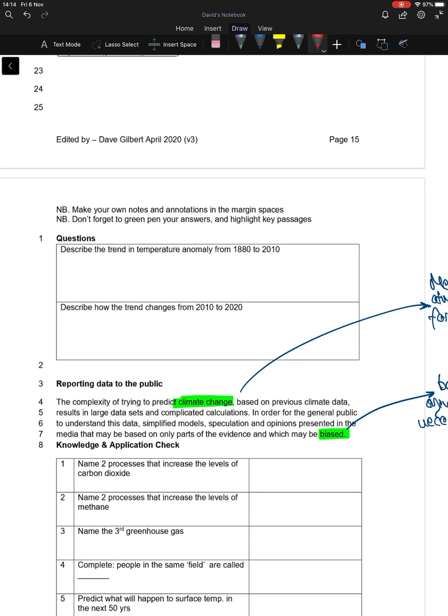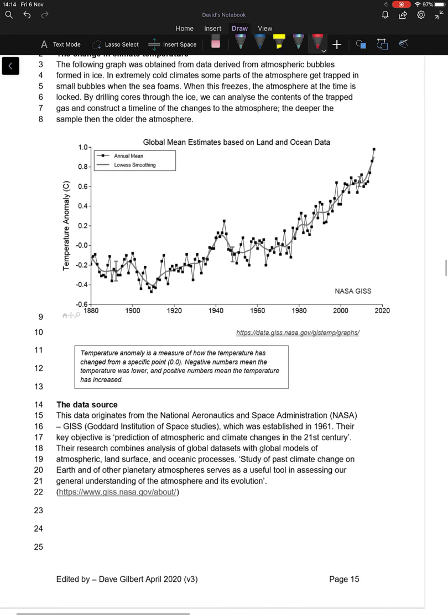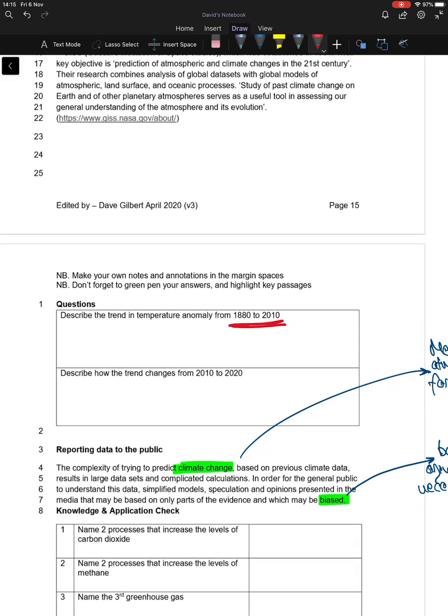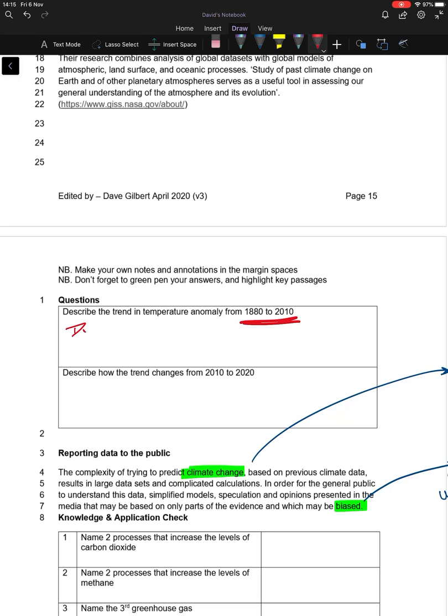Describe the trend in temperature anomaly from 1880 to 2010. So what happens between then and probably about then? Now, our general trend is that initially temperature decreases between 1880 and around 1910. And then the second point is that after that, it's continually increasing.